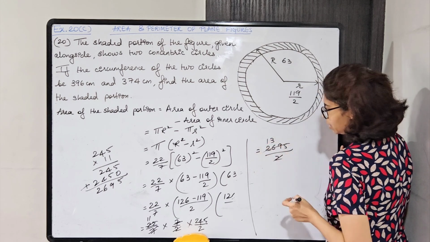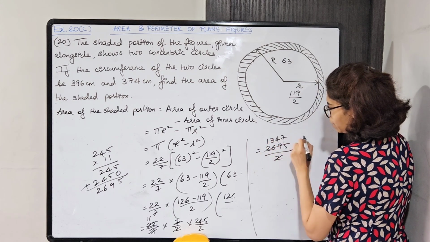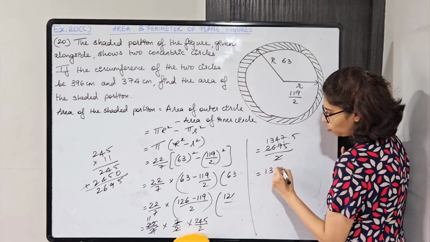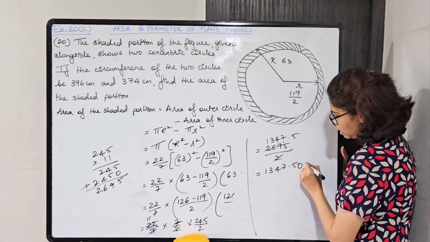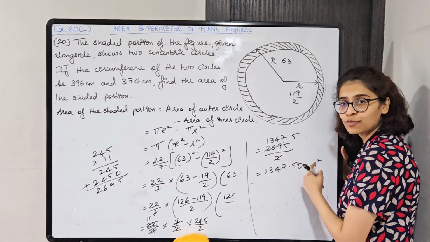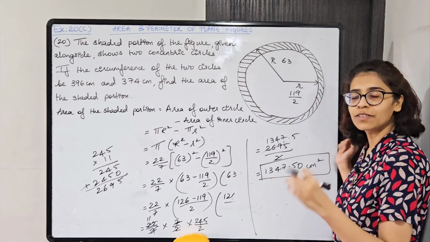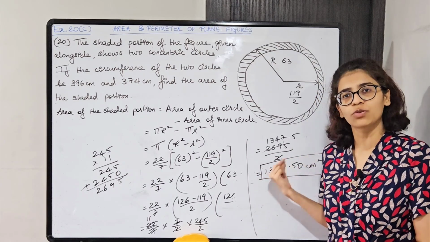2 13s are 26, 2 4s are 8, 2 7s are 14 and 0.5. Okay, so 1347.50 पुट कर देते हैं. स्क्वायर सेंटीमीटर, डोंट फॉरगेट द यूनिट्स. बॉक्स कर दो आंसर को. Write down the final statement. The area of the shaded portion is 1347.50 square centimeter.